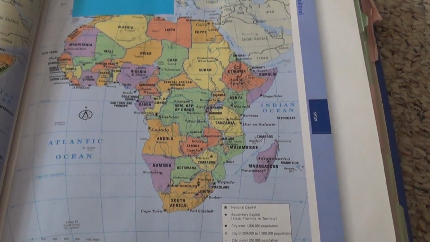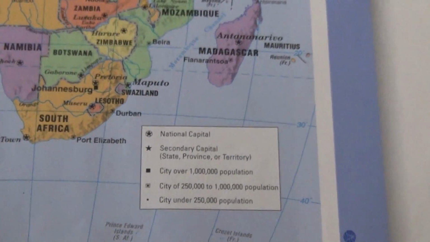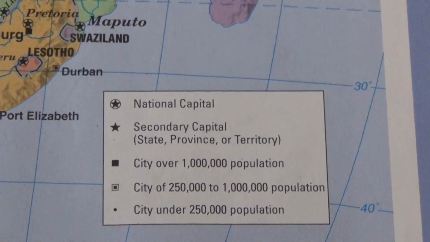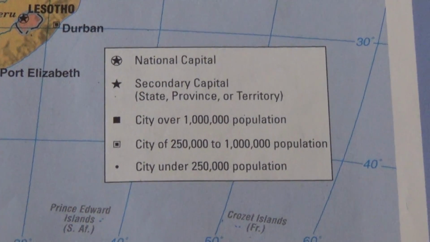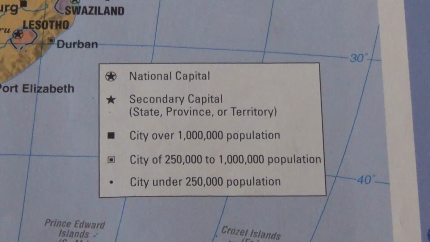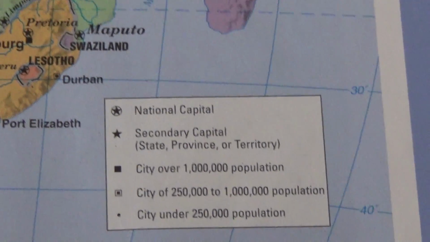It'll also include usually major cities and capitals. It does have a legend on it, and most of these maps in the book do have legends because they're good maps. And so that way you can know if it's a national capital, and it even tells you a little bit about population, though that's not something that's usually very typical of a political map.